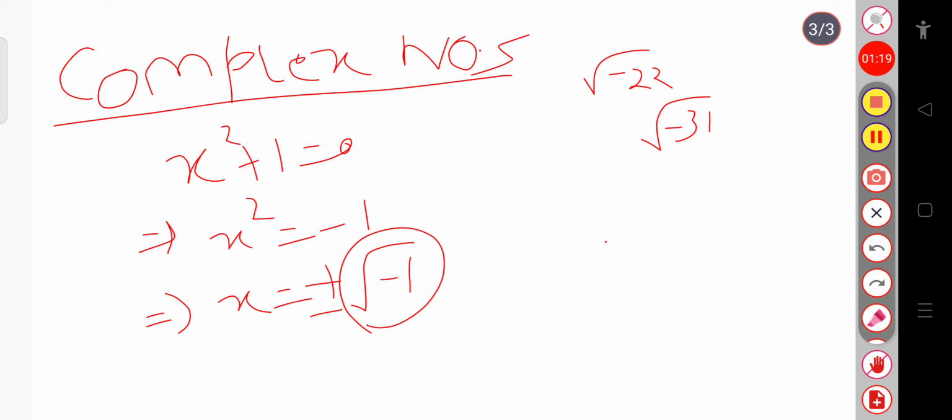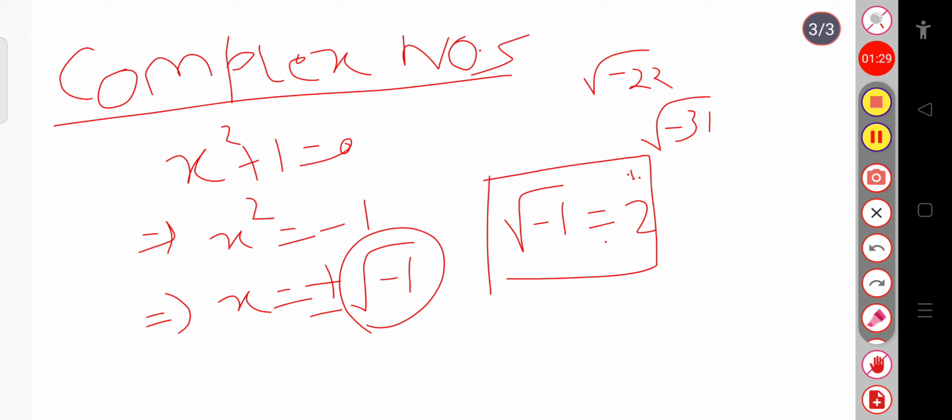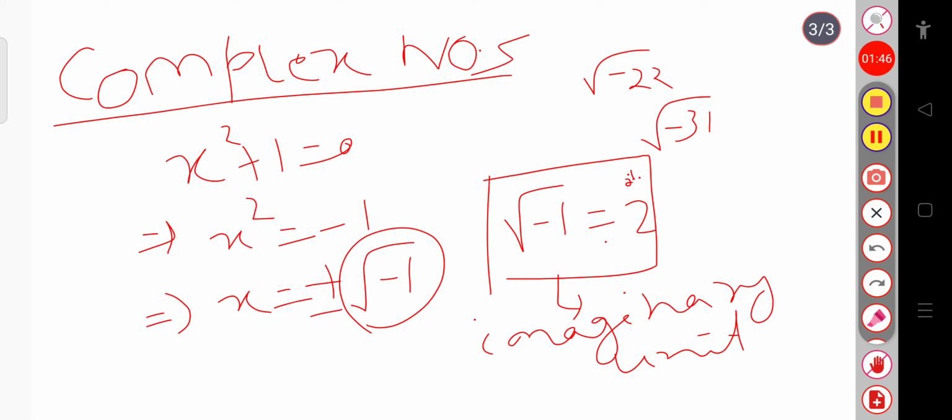While taking the square root of any negative real number, a new number comes. This root over of minus 1 is symbolized by i, that is known as iota. This is root over of minus 1, equal to i, or this is known as iota, or simply called the imaginary unit number. This i equal to root over minus 1 is the imaginary unit number.